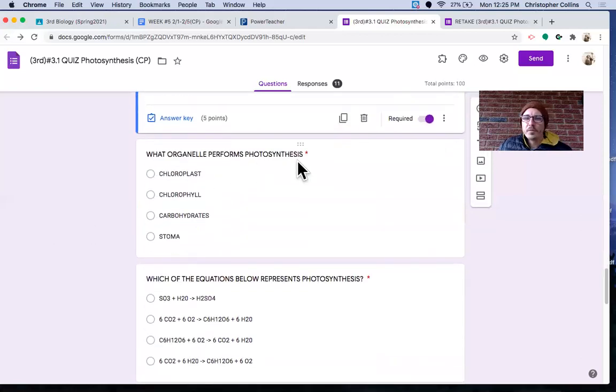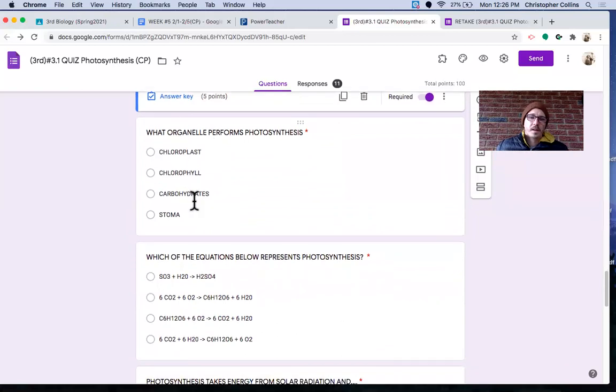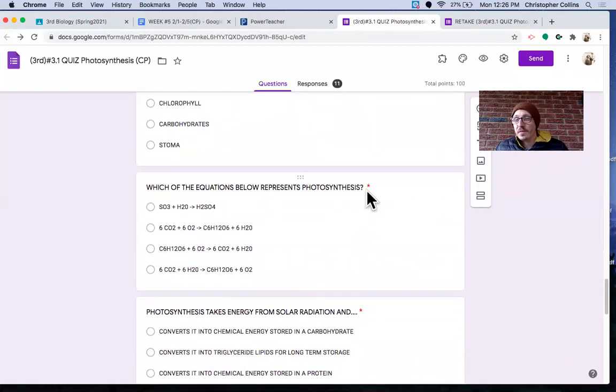What organelle performs photosynthesis? This is where it gets a little tricky. It's the chloroplast. The chloroplast contains the chlorophyll, right? So the chloroplast is like the little organelle that contains the light-trapping pigment chlorophyll. So I think of chlorophyll as filling the chloroplast, right? The chloroplast is the organelle, and the chlorophyll is the little pigment inside of the chloroplast that allows it to absorb sunlight.